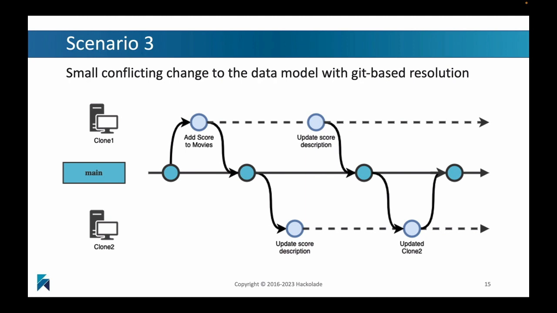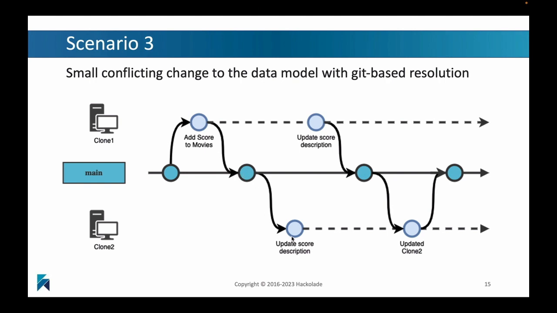Scenario 3 is going to be a little bit more complicated, in the sense that we're going to be introducing a small conflicting change to the data model, and we're going to resolve that using Git. So what we'll do here is, in clone 1, we will add a score to the movies entity, commit that and push that back to the remote.